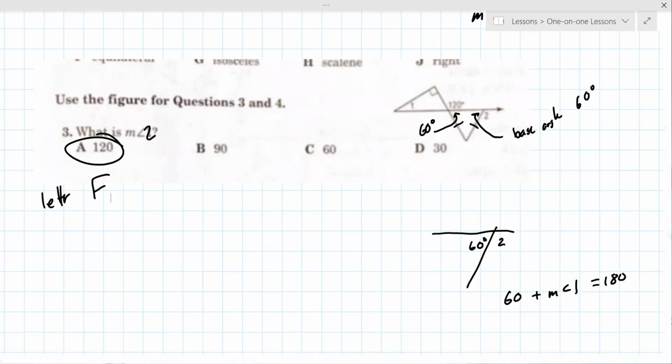All right. Okay, we'll move on to number 5.